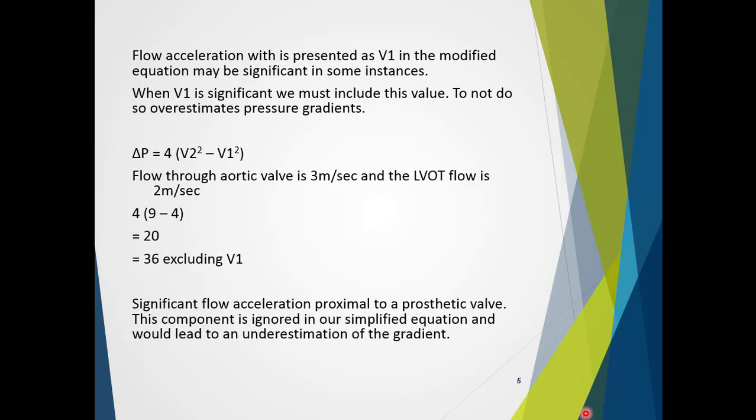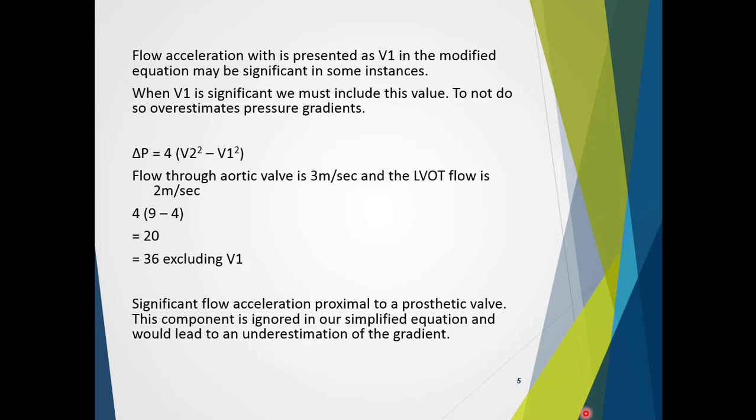An example may be necessary where it's important to include V1. This would be, say, in the aorta in the presence of coarctation. The velocity of V1 may be easily higher than 1 meter per second, and the coarctation itself could be mild. Thus, by excluding V1, the pressure gradient is significantly overestimated.